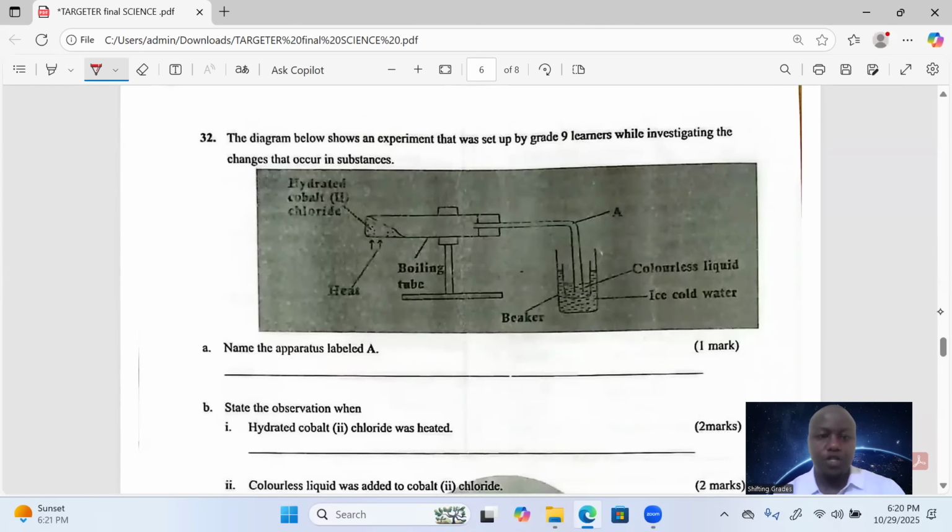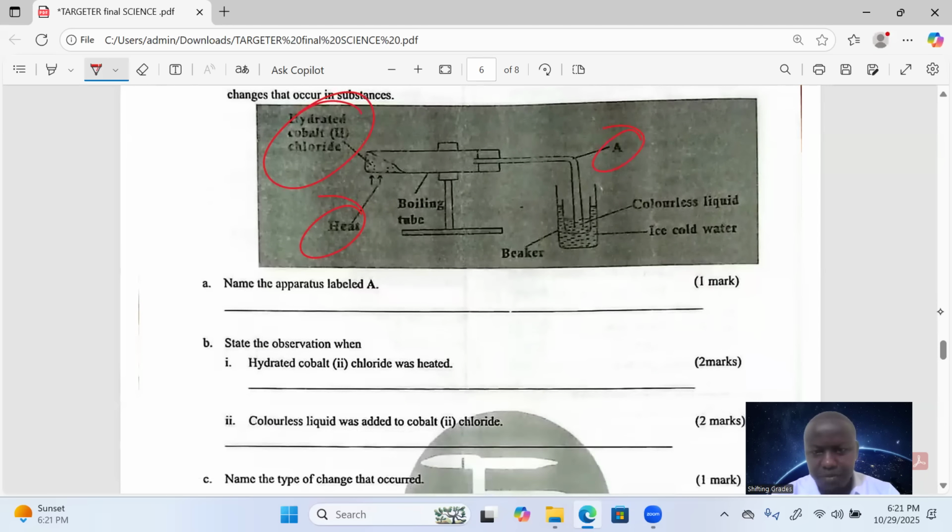The diagram below shows an experiment that was set up by grade 9 learners while investigating the changes that occur in substances. This is hydrated cobalt 2 chloride. For those who cannot see it clearly, I have read the name of the substance there. Then you are heating at this point. Then you can see a boiling tube. You can see an apparatus A. Then we have a colorless liquid being collected there. We have a beaker with ice cold water in that beaker. So that's generally the setup.